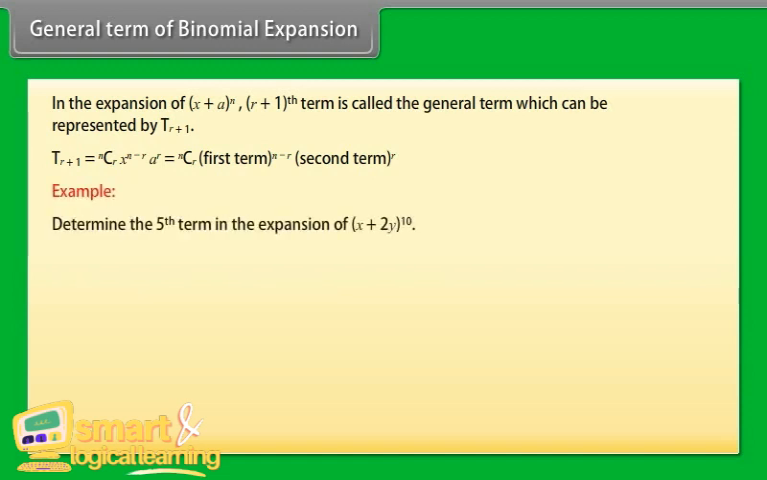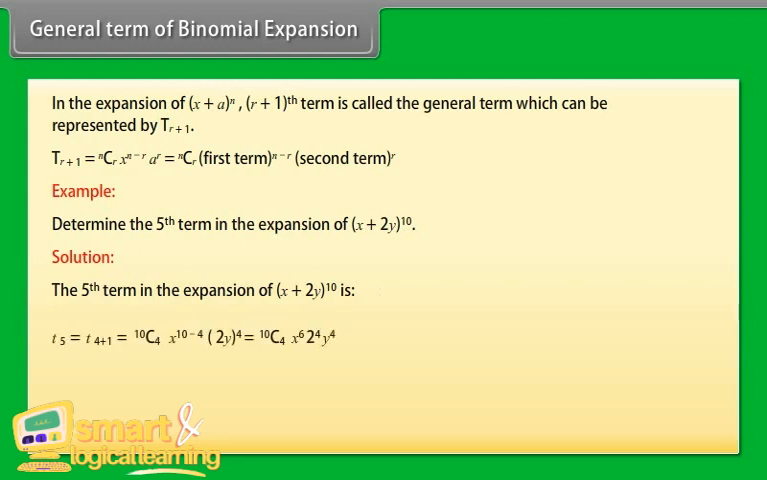Example: determine the fifth term in the expansion of (x + 2y) raised to power 10. Solution: the fifth term in the expansion of (x + 2y) raised to power 10 is given below. It is 3360 x^6 y^4.